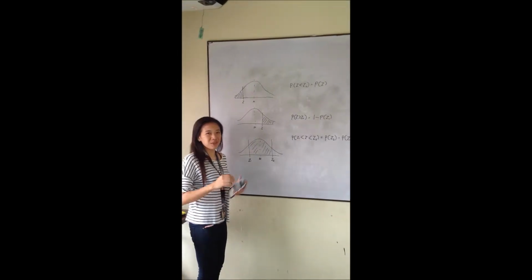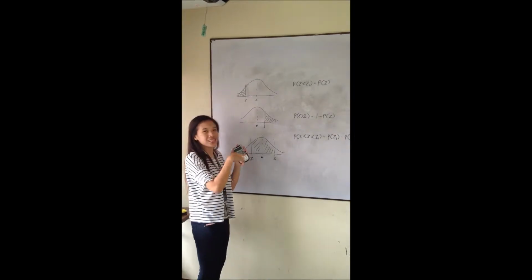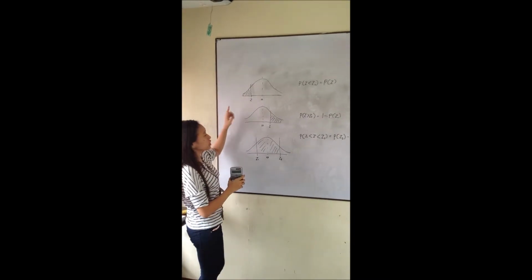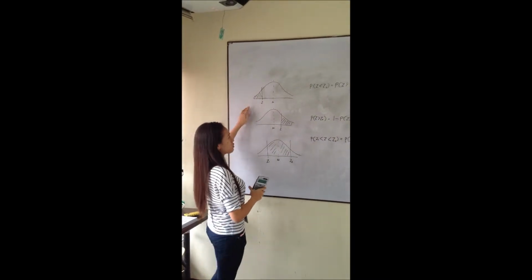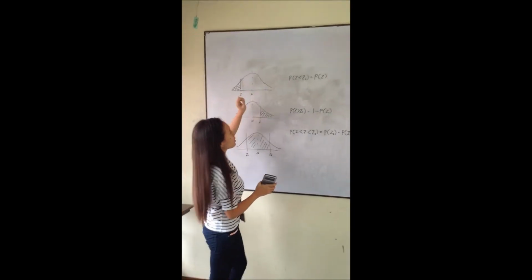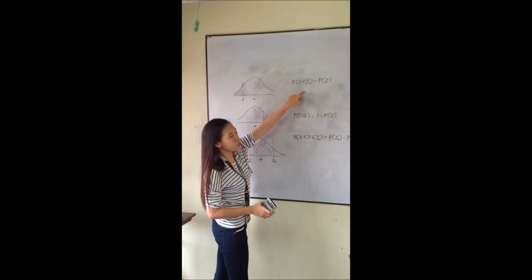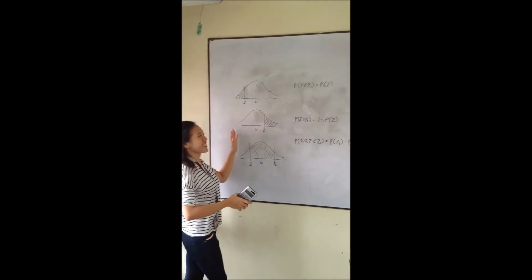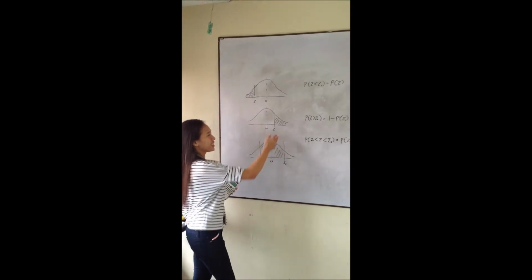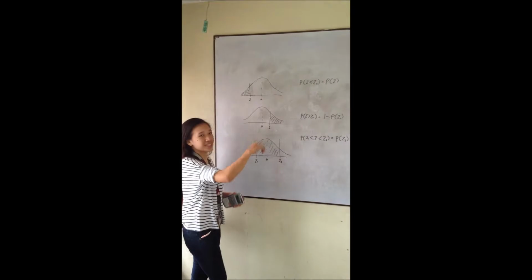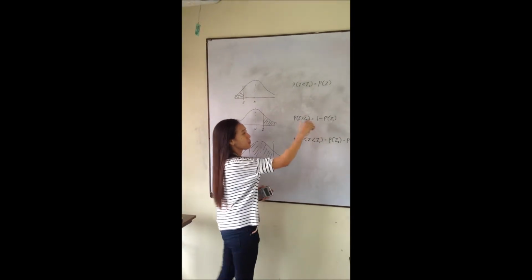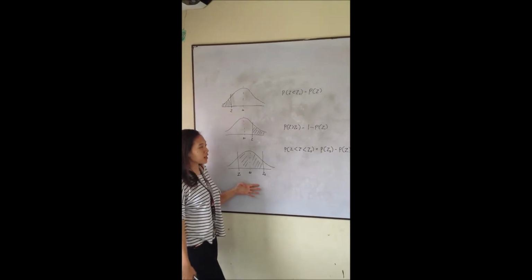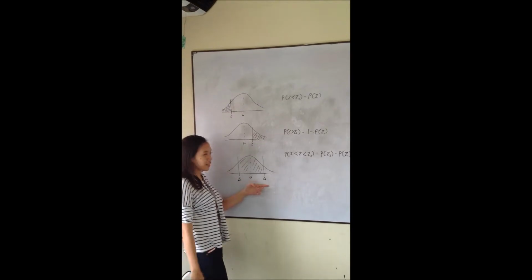Hi, I'm here to discuss the formulas for getting the area on any part of the normal curve. The first one, to get the area to the left of a given value of z, we just use the probability of z less than z0, the given value, which is equal to the probability of z. However, in getting the area to the right of the value of z, we take its complement, which is 1 minus the probability of z. To get the area in between two values of z, we subtract the probability of z upper minus z lower.